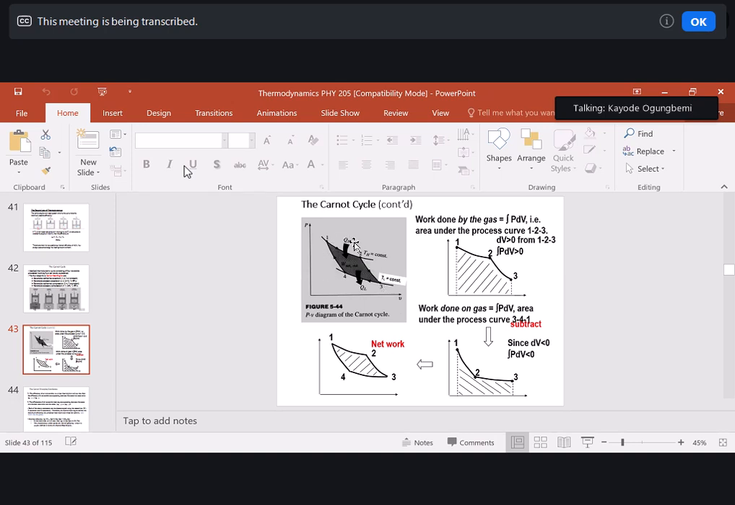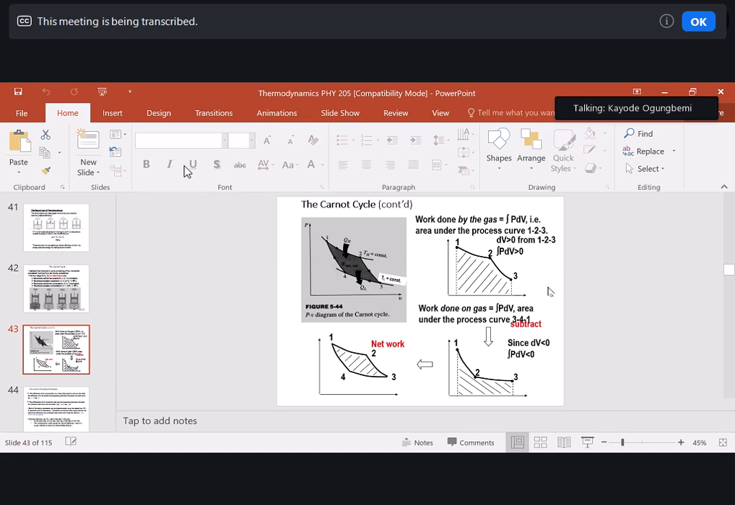Now, let's take them one by one and see what is going on here. In process 1 to 2, let's look at it. Work done by the gas is equal to the sum of the product of pressure and change in volume.